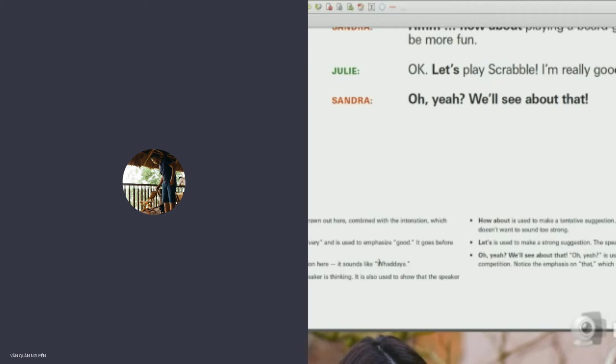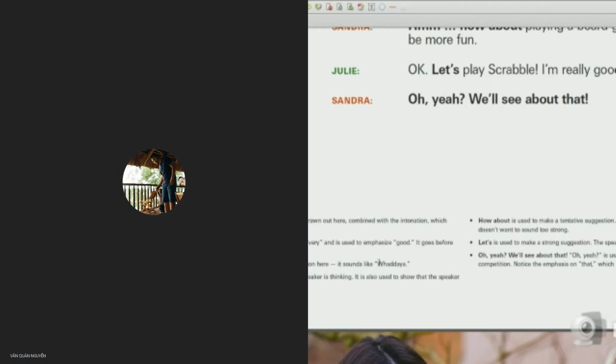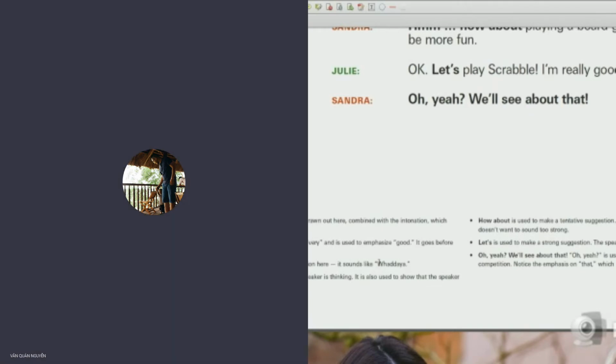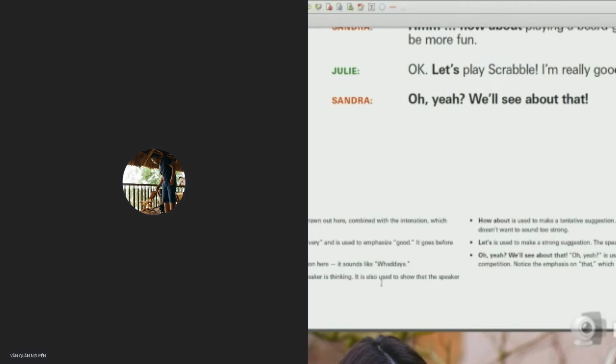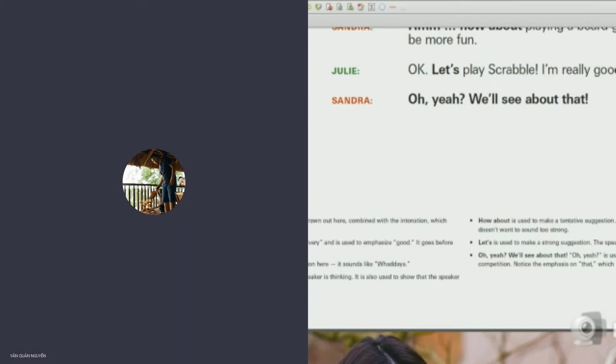Then the next one is "hmm." "Hmm" is used to show that the speaker is thinking about something. It is also used to show that the speaker disagrees with an idea. So one speaker made a suggestion, then when you say "hmm," it means that you are thinking of another suggestion because you don't agree with the suggestion that the other person made.